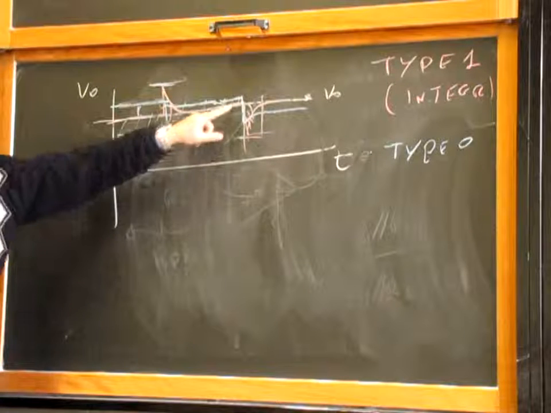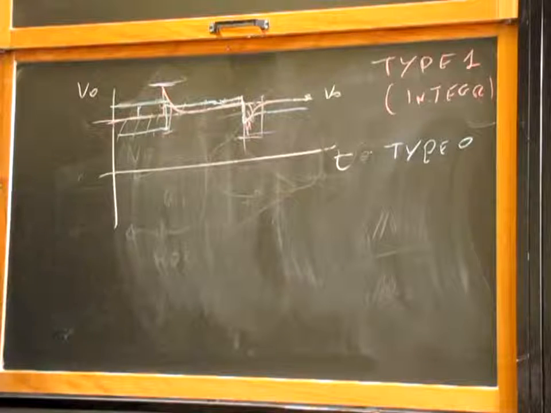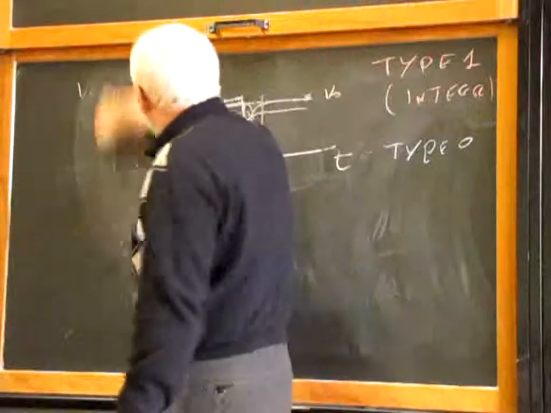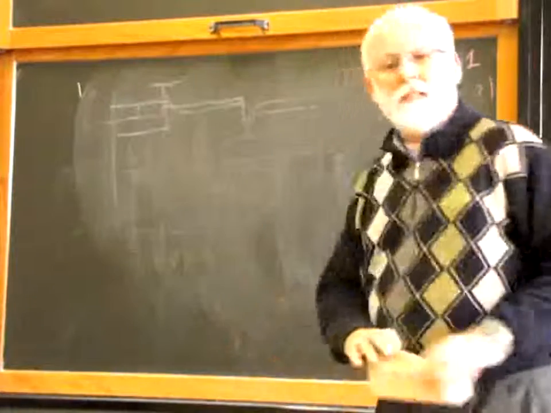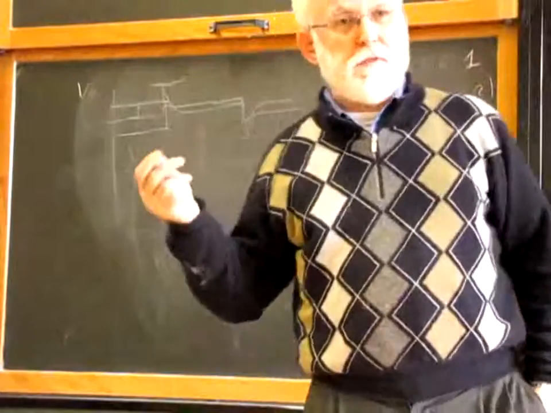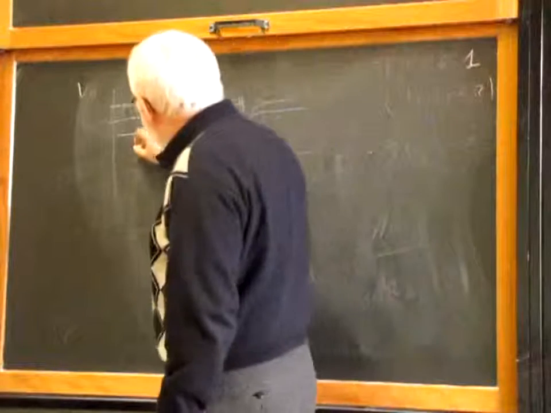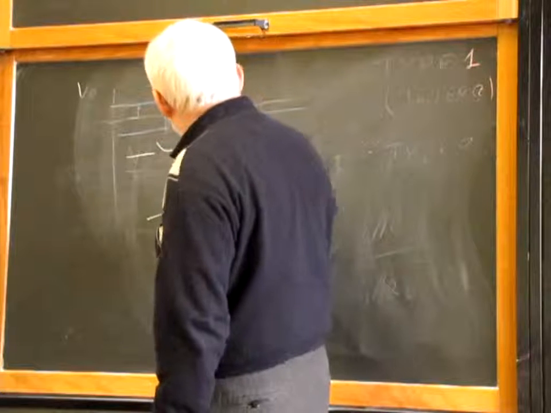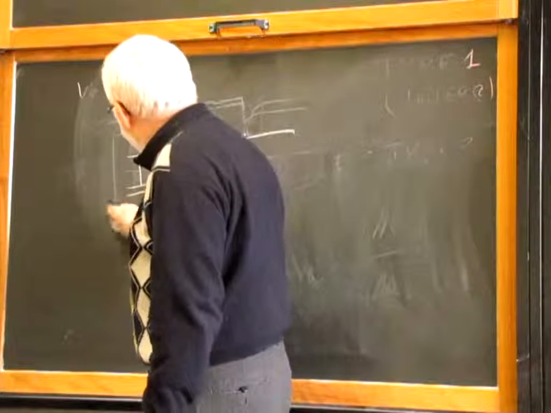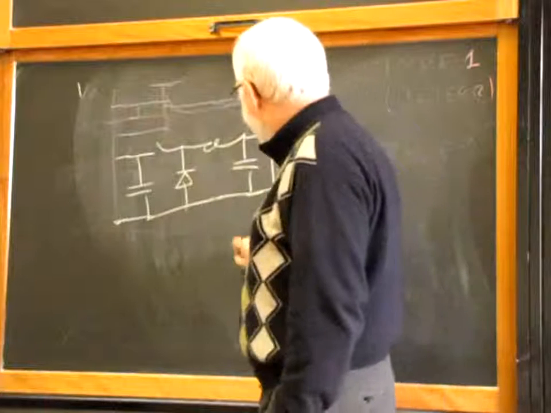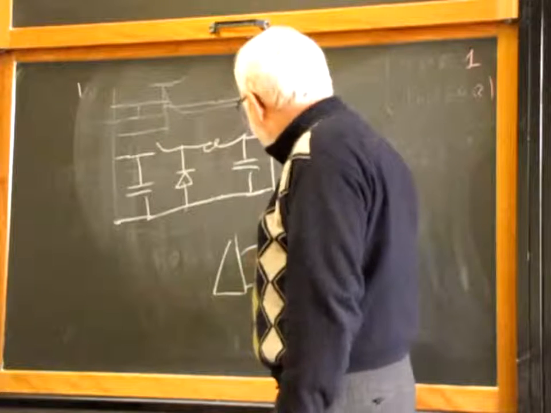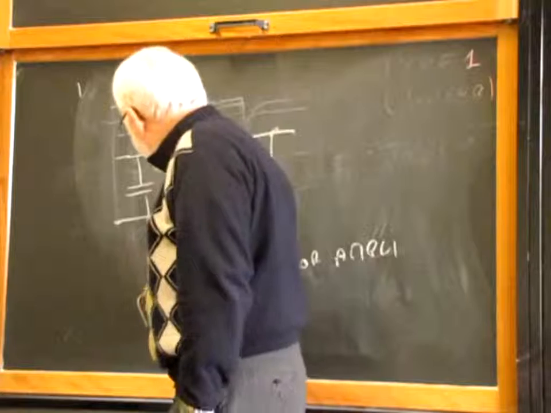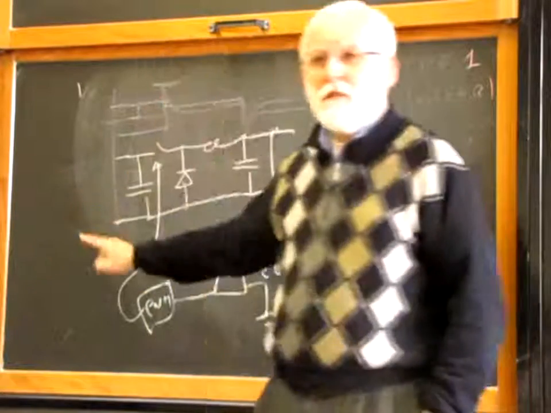There is a way to clamp this system with a type 1 on my side. And it's done like this. Good question. I have to go to a buck converter. But this problem occurs with buck converters. Okay, here there is your error amplifier, PWM modulator, and your driver, my switch.